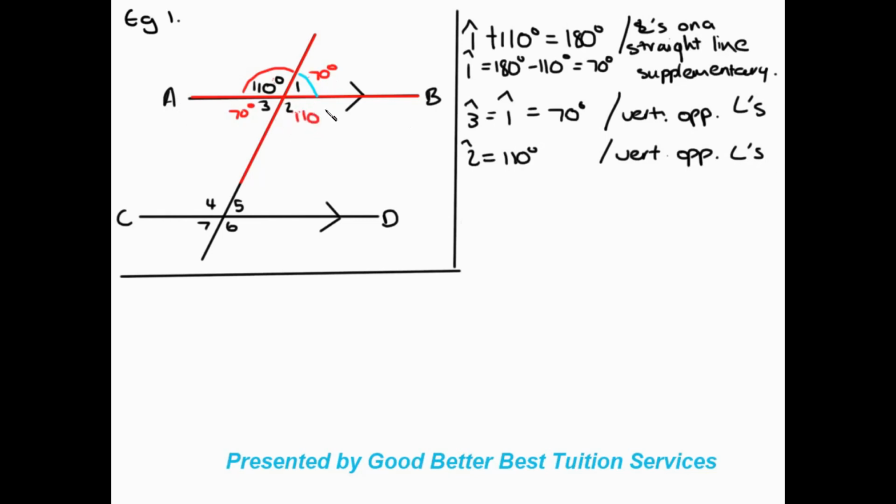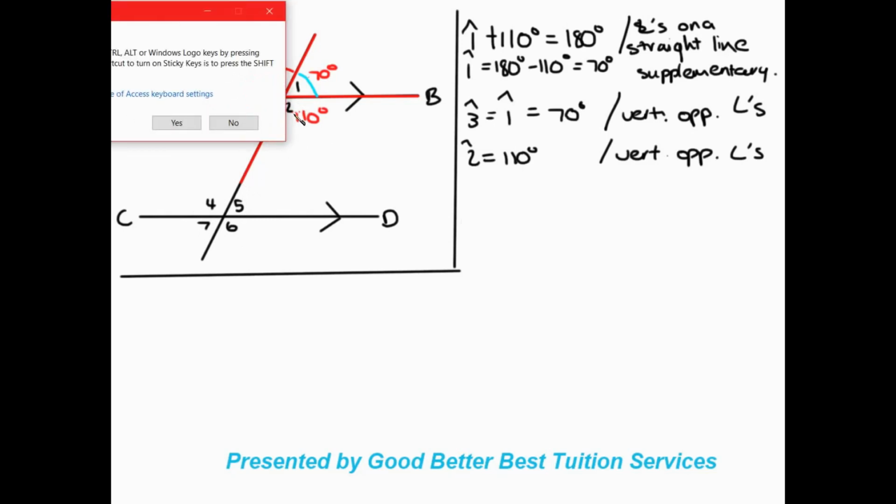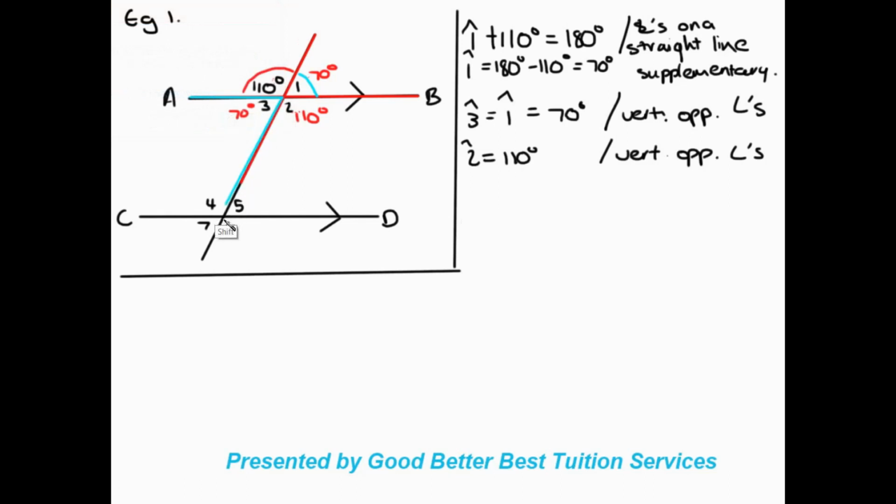It's 110 degrees. So now we need to try and figure out how we're going to get down over here. I'm not sure if any of you have seen it, but there is a formation in the shape of a Z, right? Can we see that? And what do we know about the Z? That is the alternate angle rule.